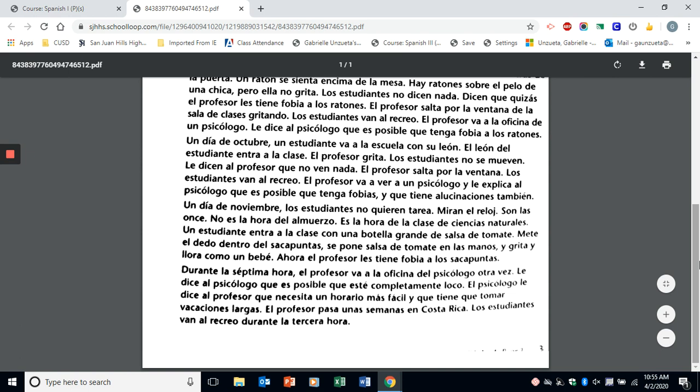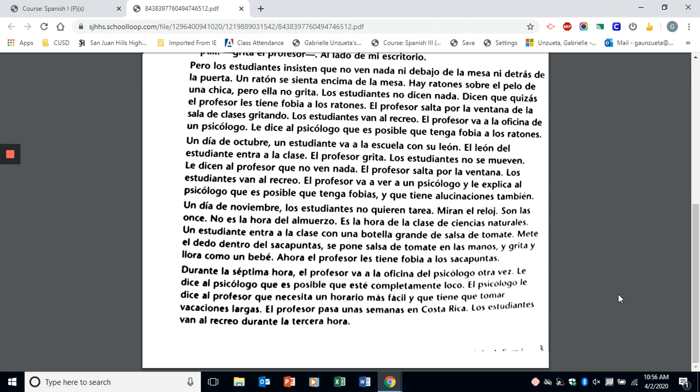Okay, during the 7th period, the teacher goes to the office of the psychologist again. Otra vez means again. He says to the psychologist that it's possible that he is completely crazy at this point. Notice the este. That is the subjunctive mood of Spanish. Think of it as está. It's the same thing as está. It's just they have to use something called subjunctive here. You'll learn about that in Spanish 3 and 4. The psychologist says to the teacher that he needs an easier schedule, horario, a schedule, más fácil, easier, and that he has to take a long vacation. Remember, the word vacation is always plural in Spanish. So the teacher spends a couple weeks in Costa Rica. Sounds heavenly to me. The students go to recess during the 3rd period.